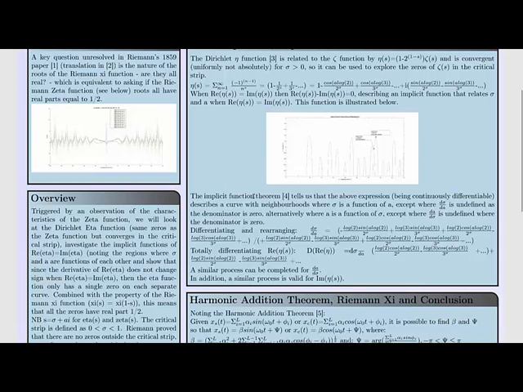The implicit function theorem, shown in the references, tells us that the above expression, being continuously differentiable, describes a curve with neighbourhoods where sigma is a function of a, except where d sigma dA is undefined, as the denominator is 0. Alternatively, where a is a function of sigma, except where dA d sigma is undefined, where the denominator is 0.